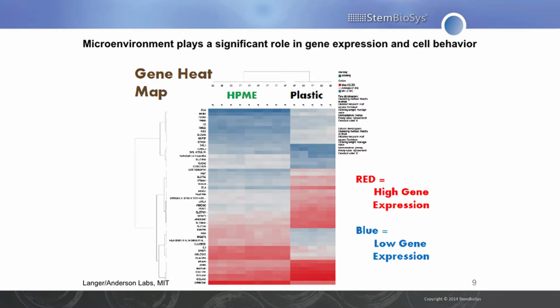Further evidence of the powerful effects that extracellular matrix has on cell behavior is depicted in this gene map, which illustrates the differences in the gene expression profiles of the same cells grown either on plastic, depicted on the right-hand side, versus our bone marrow high-performance microenvironment. Looking at the functional characteristics of these MSCs, you can see that there is a marked difference of these cells when they're interacting with the different substrates.